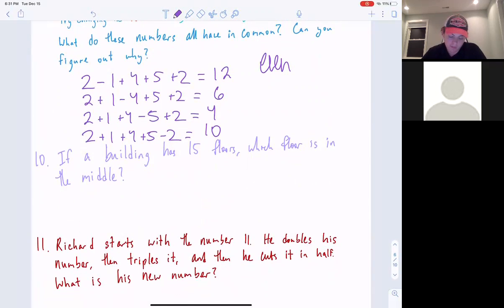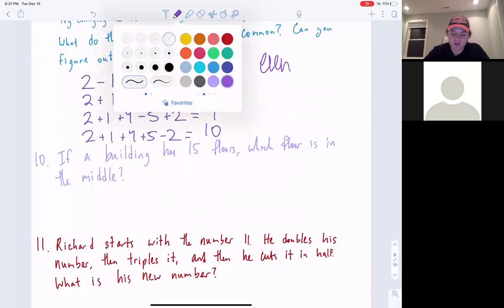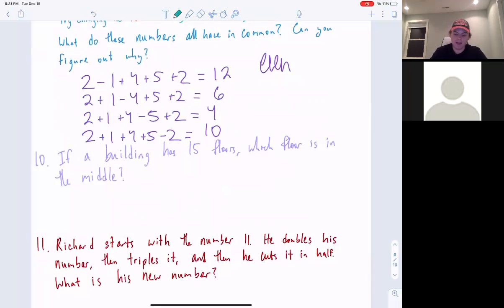And yeah, that'll be that. So if a building has 15 floors, which floor is in the middle? Well, here's what I can do. I can just draw all 15 floors. The 15 is not that many. I mean, it's a little bit annoying, but that's fine.